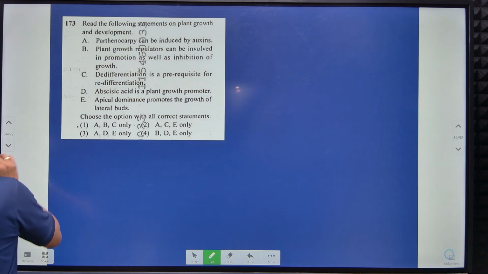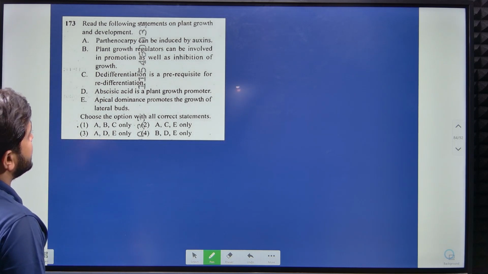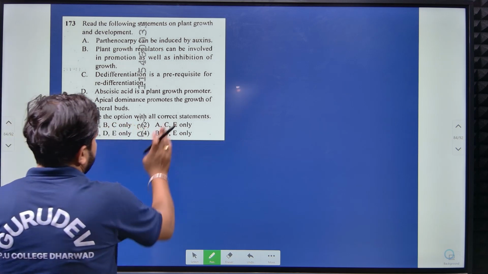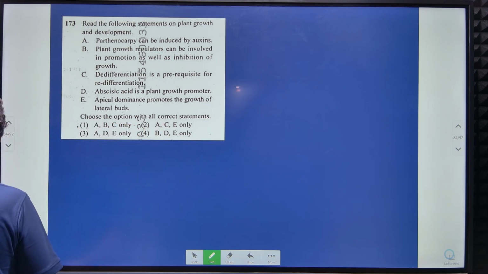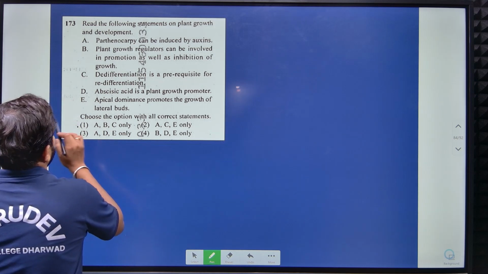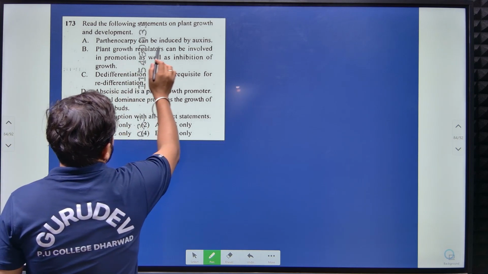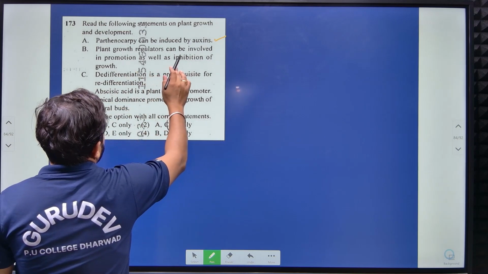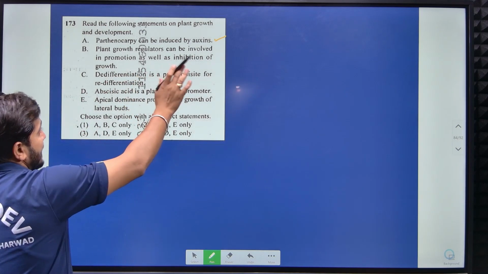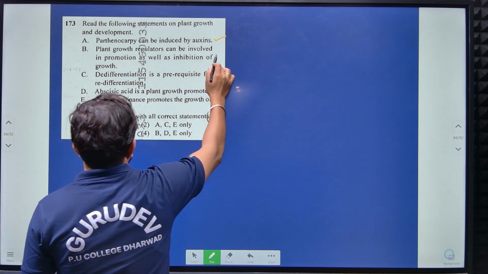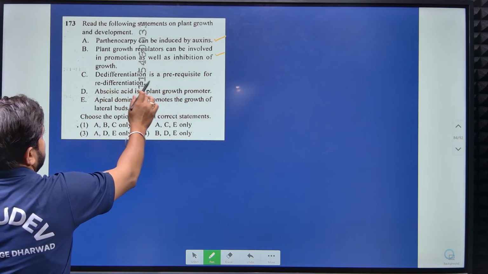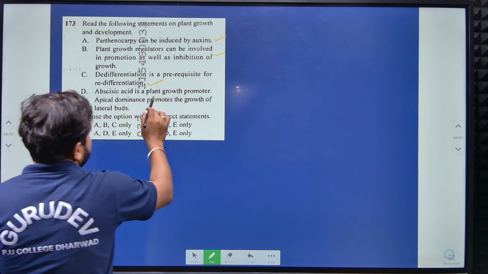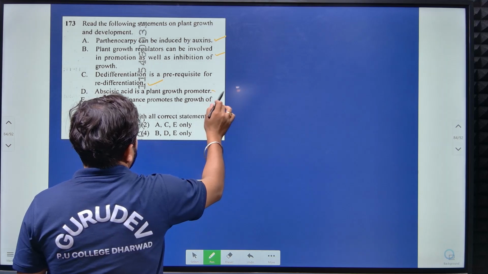Then moving on to the next: read the following statements on plant growth and development and choose the correct option, right? Which one is actually correct? So, parthenocarpy can be induced by auxin, yes, right? Then a plant growth regulator can be involved in promotion as well as inhibition of growth, yes, that can be seen. De-differentiation is a prerequisite of redifferentiation, yes, right? Then abscisic acid is a plant growth promoter, no, right?